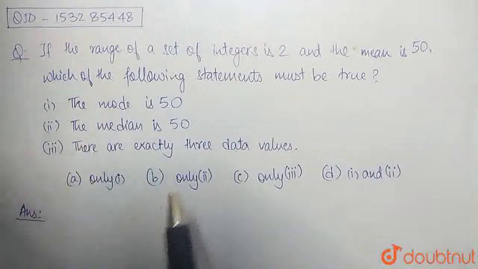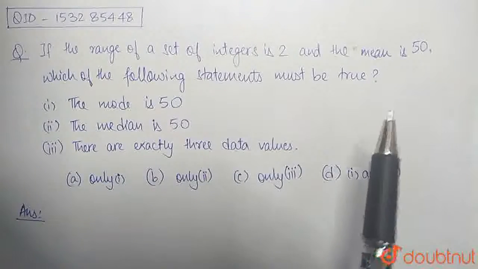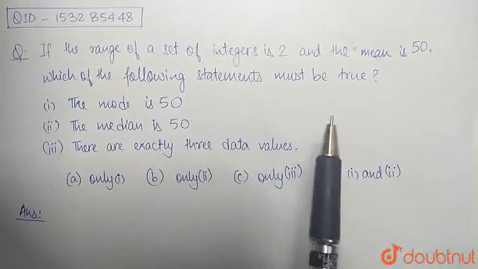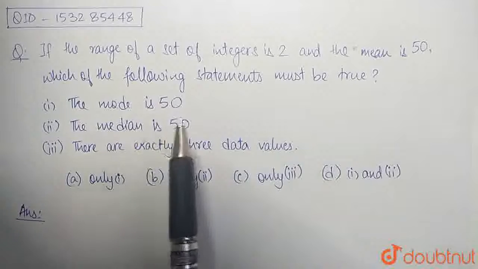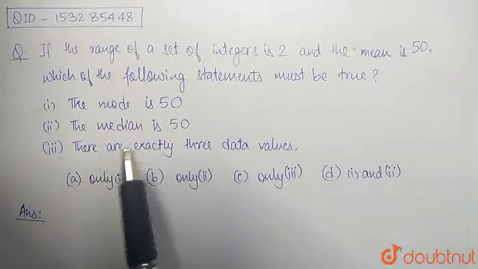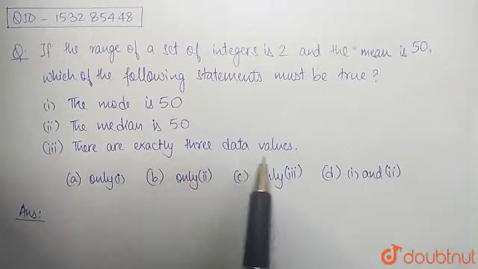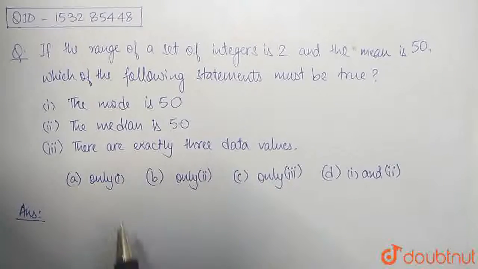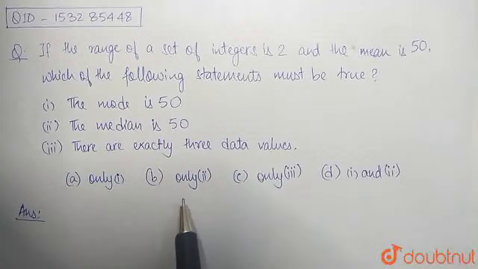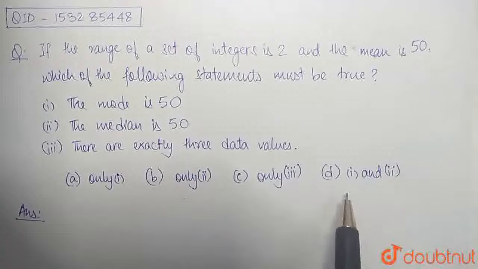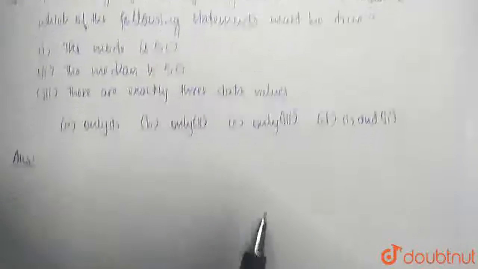The question here is, if the range of a set of integers is 2 and the mean is 50, which of the following statements must be true? Statement 1 is the mode is 50. Statement 2 is the median is 50. Statement 3 is there are exactly 3 data values. The options are only 1, only 2, only 3 or 1 and 2.